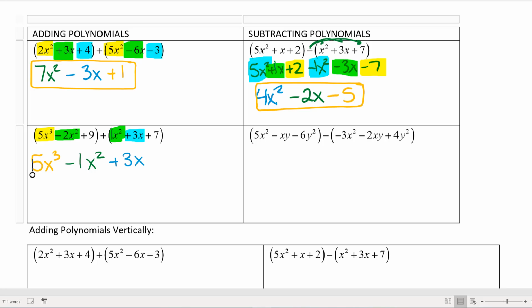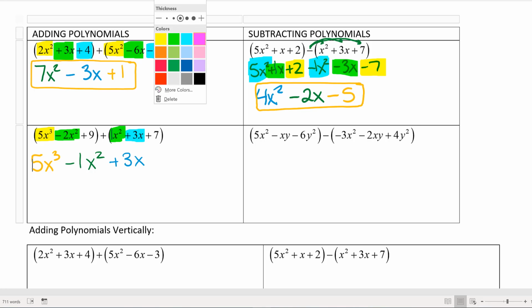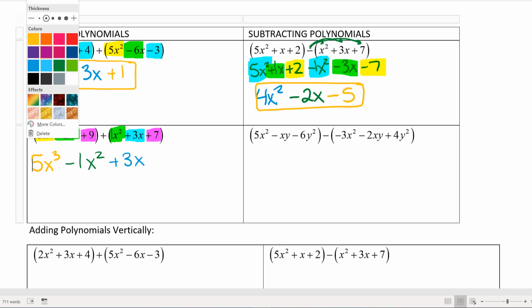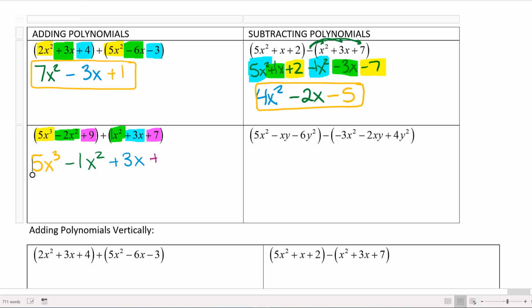And then my last one, I'm looking for anything else that's like. Constants. I have a plus 9 and a plus 7, and that is going to get me a plus 16.